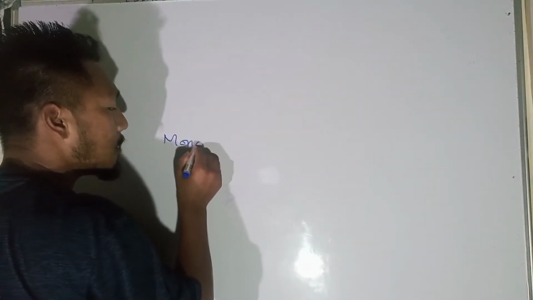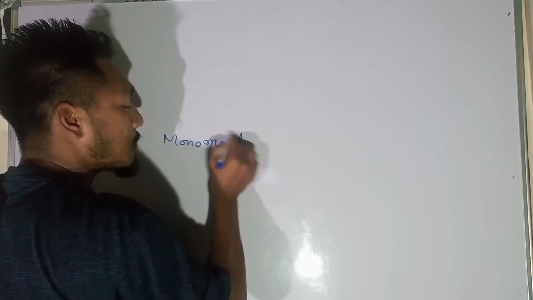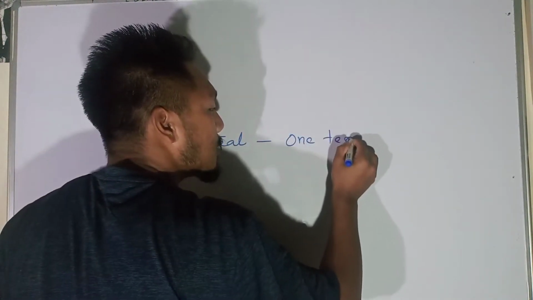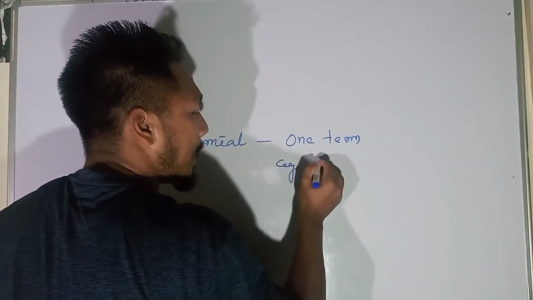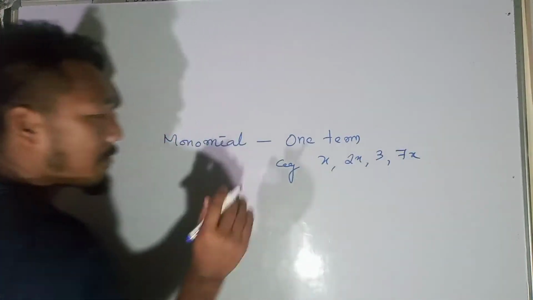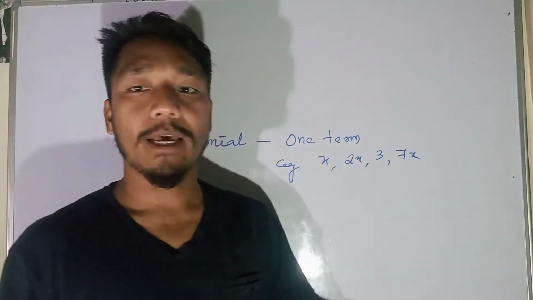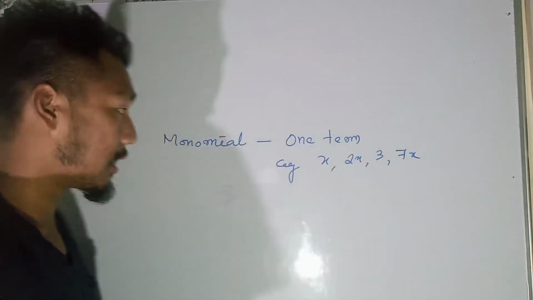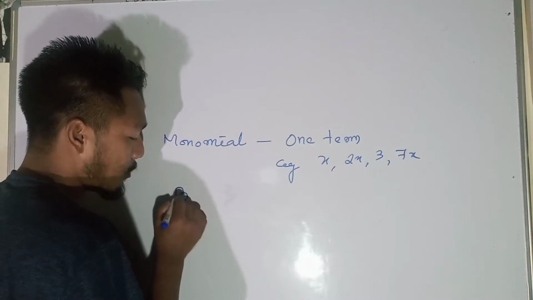So you see, in the previous topic we have discussed what is constant, what are binomials, monomials and trinomials. Monomial means what? An algebraic expression which has only a single term, only one term. For example x, 2x, 3, 7x. If I find it in this way, then we can say that this is a monomial.